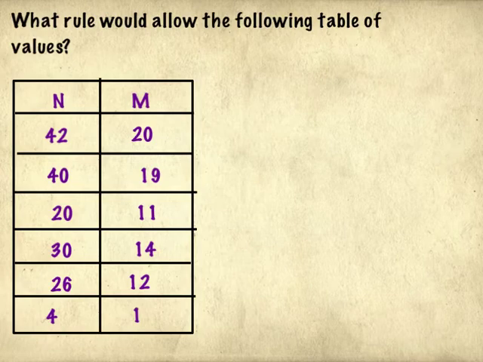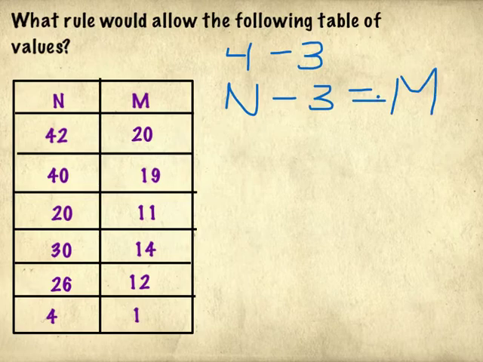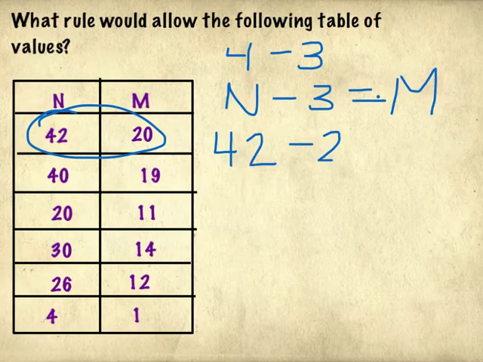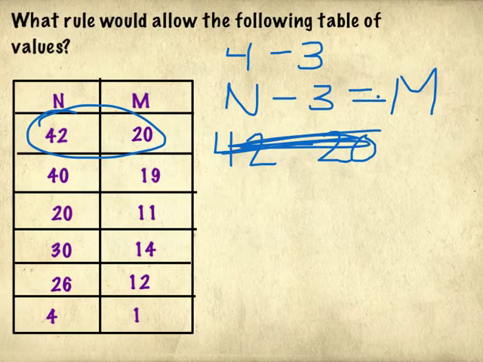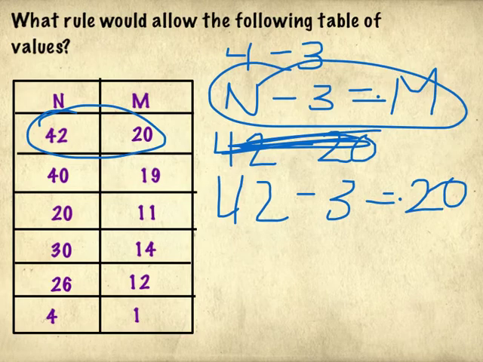So I am going to start with the 1, because I always like starting with 1. That's an easy place to start. So what can I do to 4 that would give me 1? Well, I could take away 3, and then it would be N take away 3 equals M. Let's just make sure that works, though. So let's look up here. 42 minus 3 should equal 20. Well, that's certainly not true. So this cannot be the correct equation.